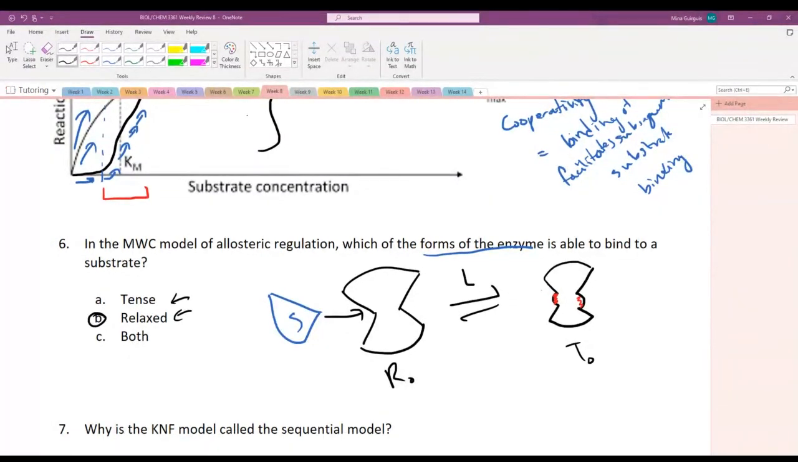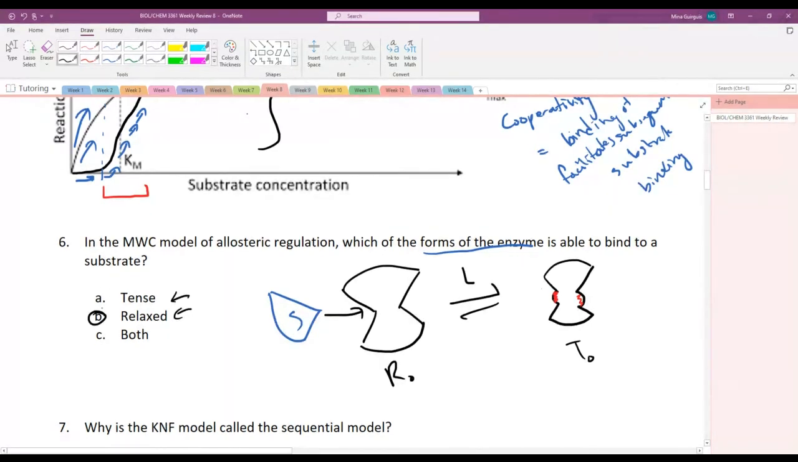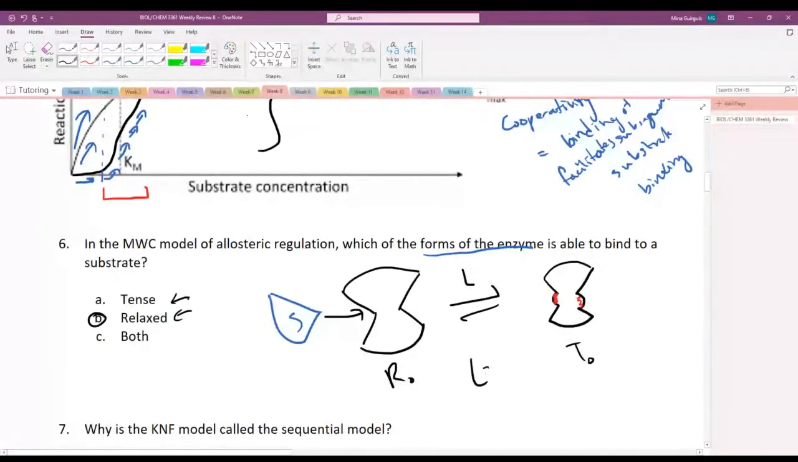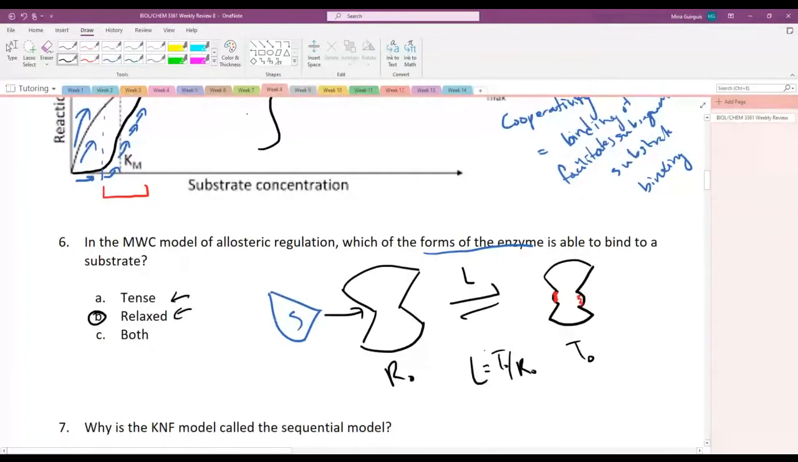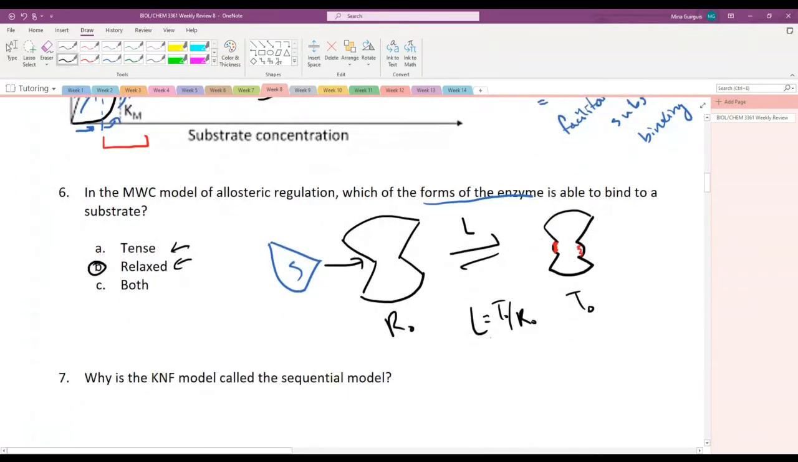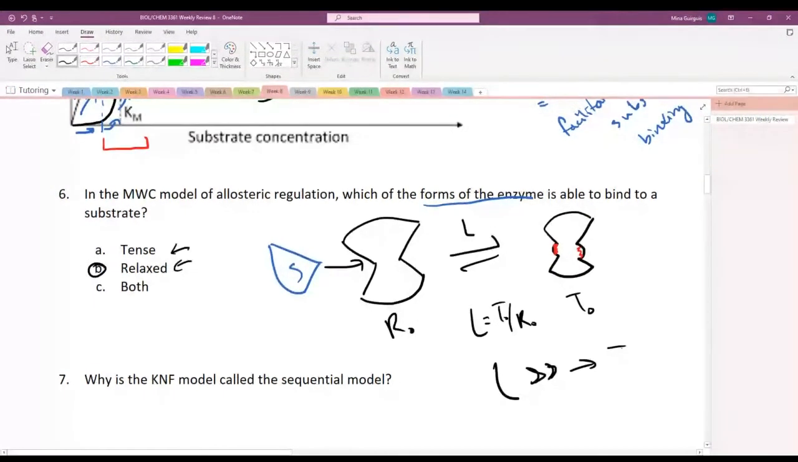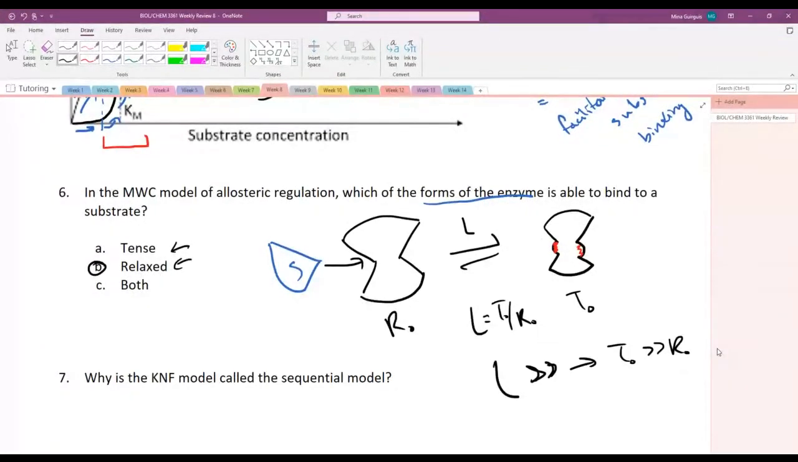The MWC model basically says, let's start off by defining L. L is obviously the equilibrium constant, but there's more to L, because it is product over reactant. So if we think of T0 as the product and R0 as the reactant, L is almost always large. In other words, T0 is almost always greater than R0.